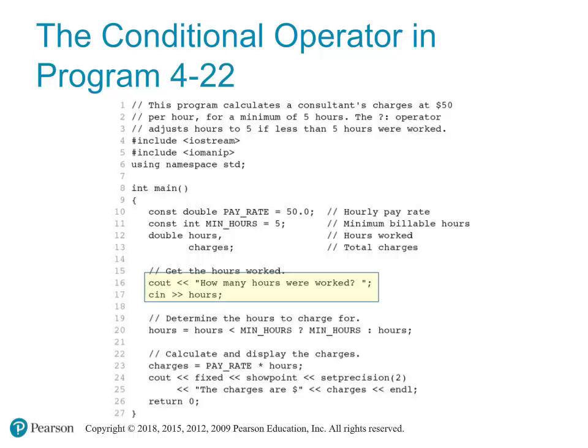The program prompts the user to enter the number of hours worked. The conditional operator checks if the entered hours are less than the minimum billable hours. If so, it sets hours to min_hours. The total charges are calculated by multiplying the pay_rate by the adjusted hours. The program then displays the hour charges, formatted to 2 decimal places.